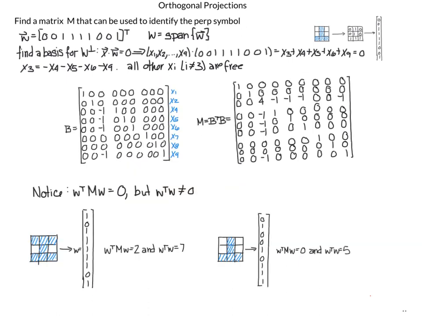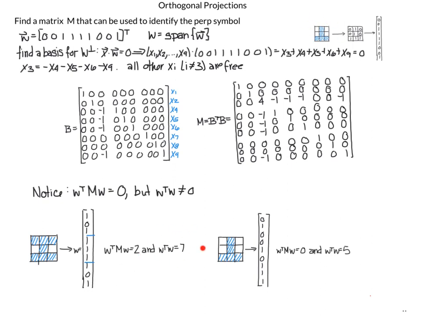Just to use this as an example, let's say you have this symbol here, which translates to 1, 0, 1. That's our first column. Our next column is 1, 1, 1. So that's our next column, and then our last column is 1, 0, 1 over here. When you take this vector w, multiply it by M, and then multiply by w, you're going to get 2. So that means it's not the perp symbol. Only if it's equal to 0 is it the perp symbol.